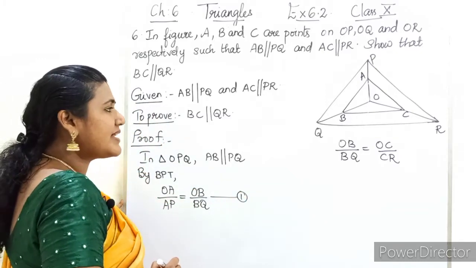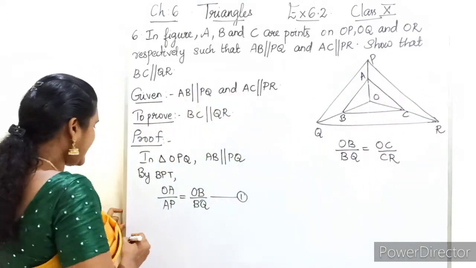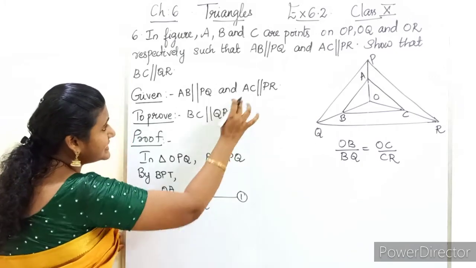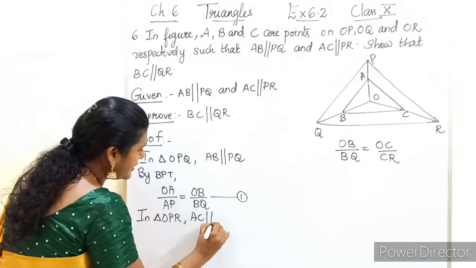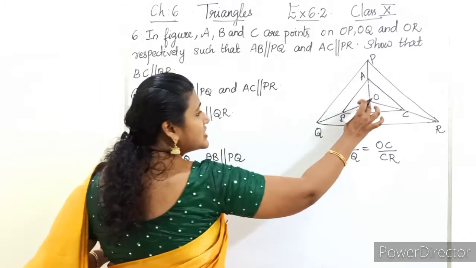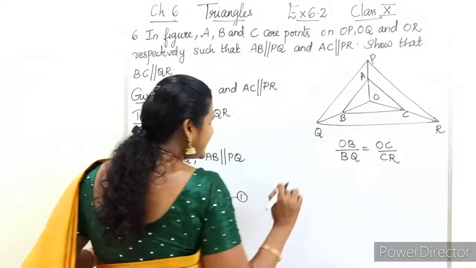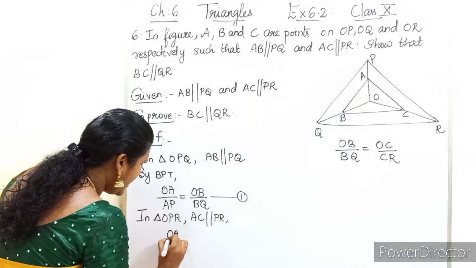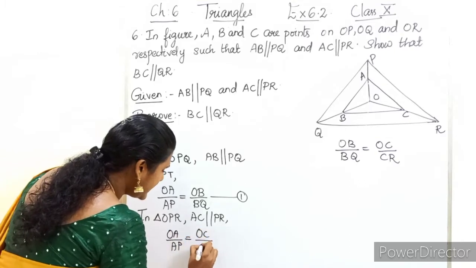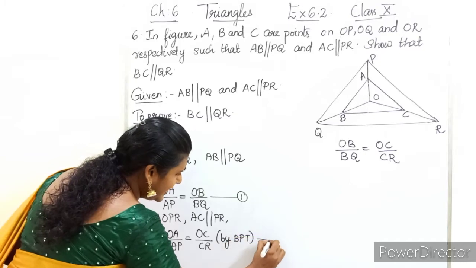Now similarly, we will consider the second triangle OPR. So in triangle OPR, since the second condition AC is parallel to PR, by basic proportionality theorem we can write what condition? We can write OA by AP is equal to OC by CR, by basic proportionality theorem. So this is the second equation.